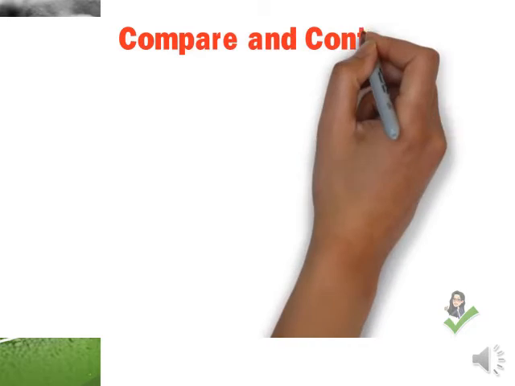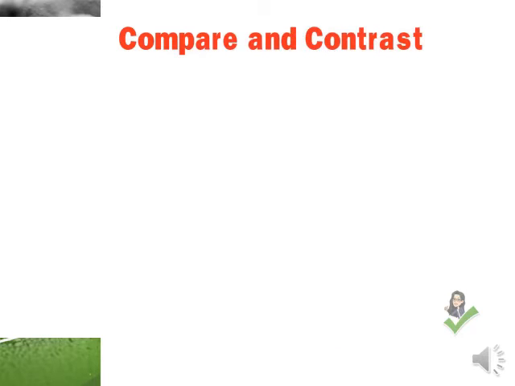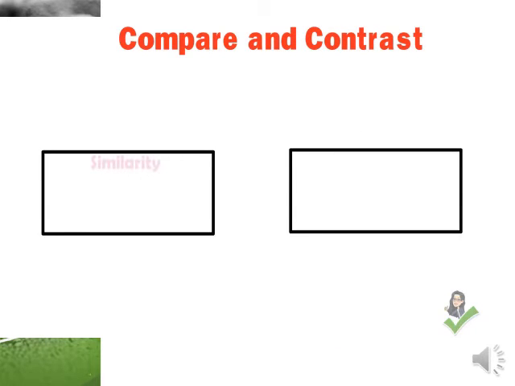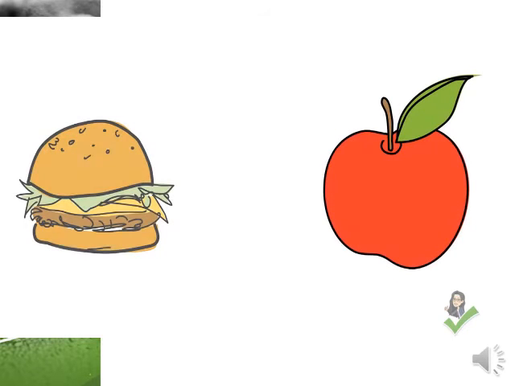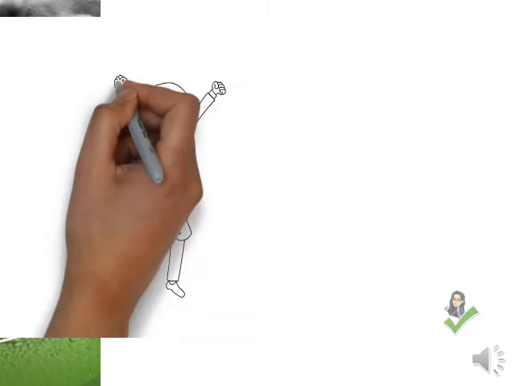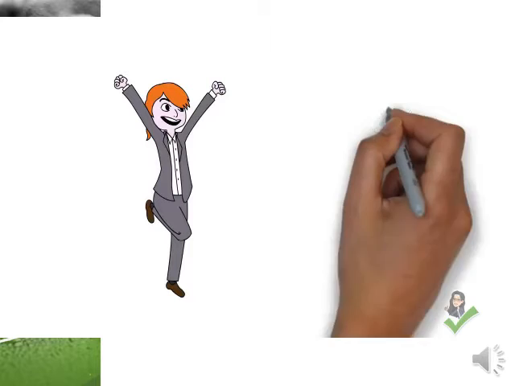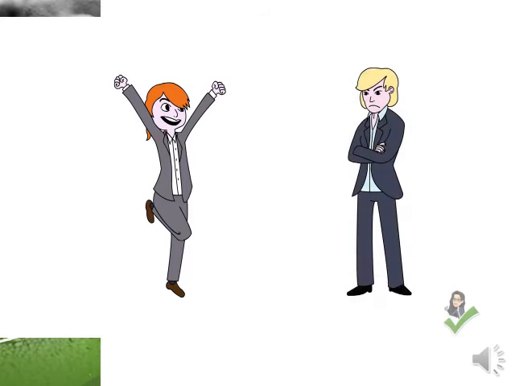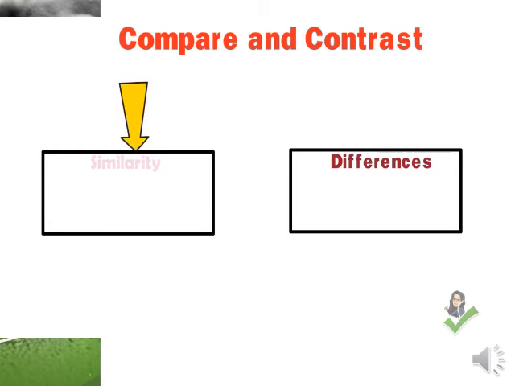It's about compare and contrast. This is an essay that evaluates the similarities and differences between two subjects. For example, whales and dolphins, healthy food and junk food. You can even compare two different characters from two different stories. So all you have to do is to write how they are alike and how they are different.